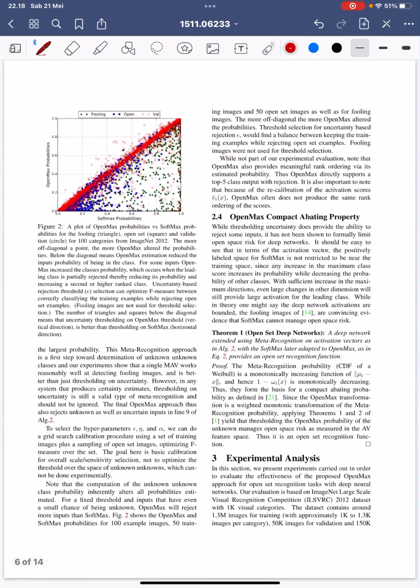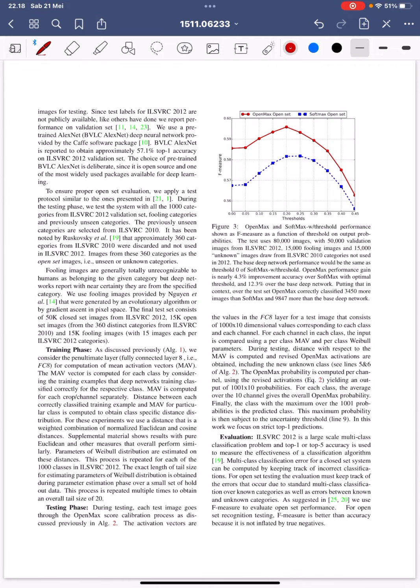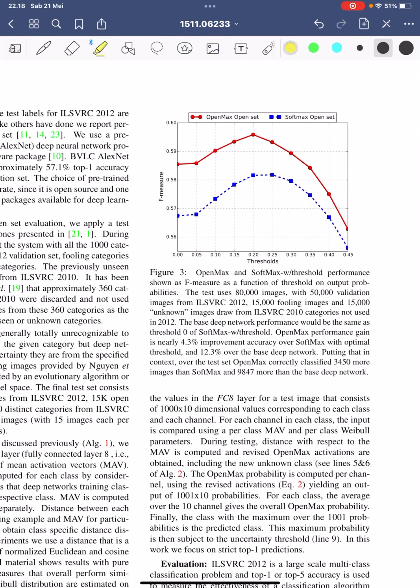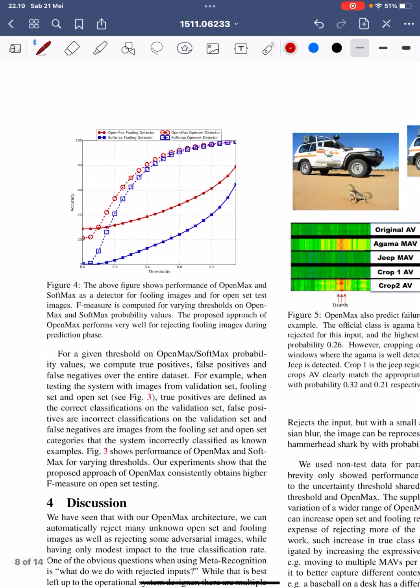If we look at the results, these models rely on the threshold, so we need to find a good threshold. As you can see here, at 0.2 it provides a good result compared to SoftMax. This is OpenMax in red and SoftMax in blue. This also shows the threshold is sensitive to fooling samples and also open set samples, and we need to find a good threshold.